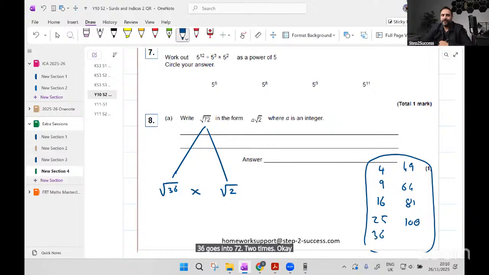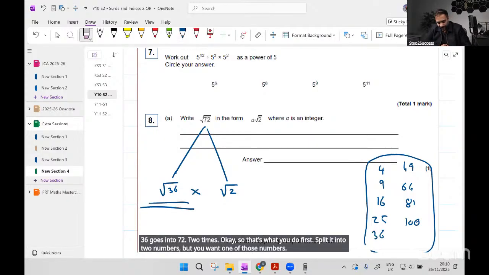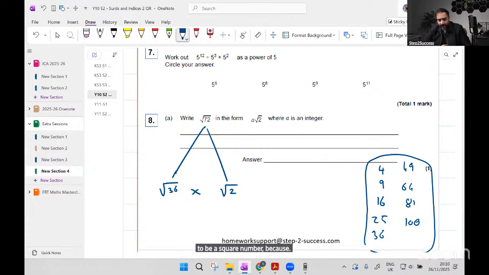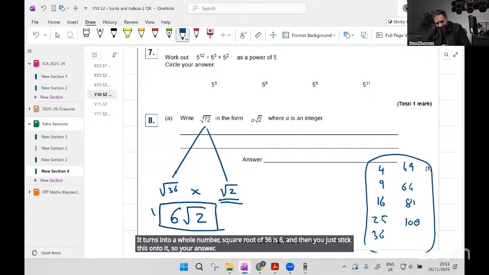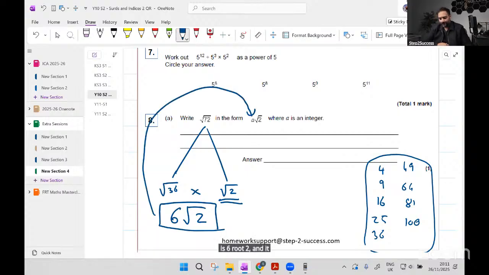So that's what you do first. Split it into two numbers, but you want one of those numbers to be a square number because a square number square rooted turns into a whole number. Square root of 36 is 6. And then you just stick this onto it. So your answer is 6 root 2, and it looks like this.